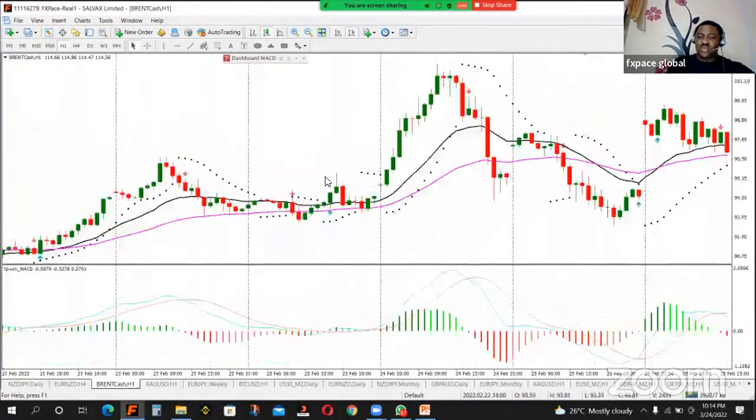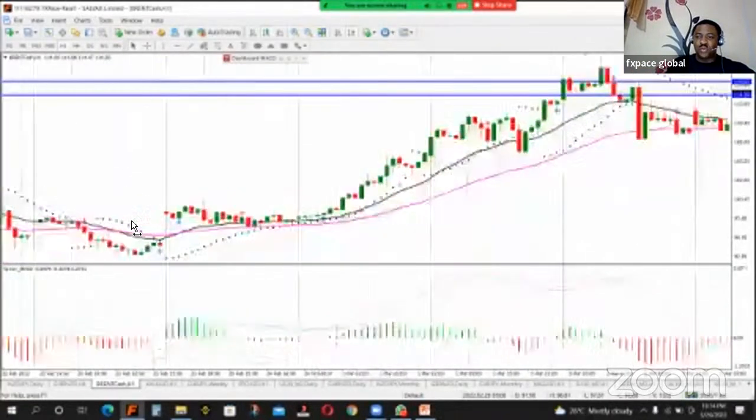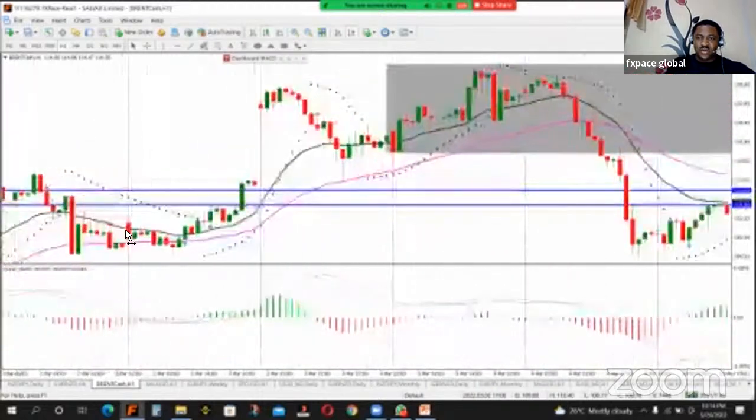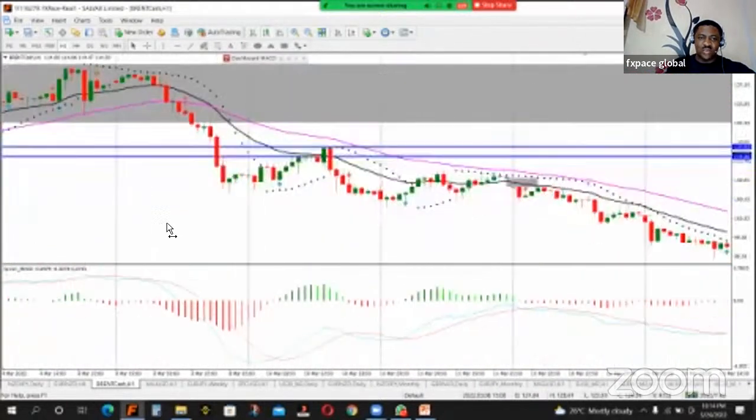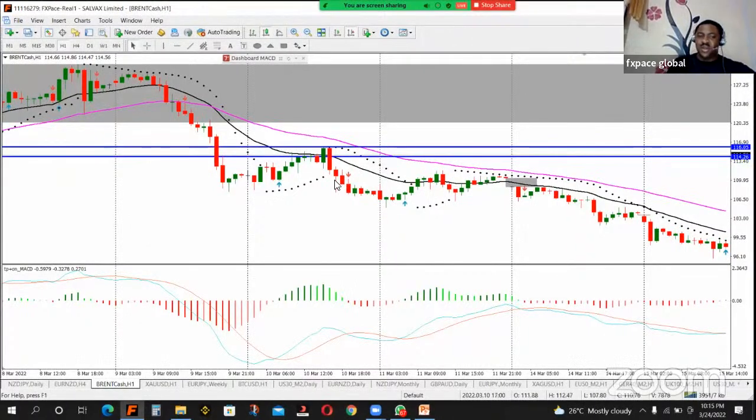Now, look at where it crossed from above to below. Here, the 20 period crossed. Why did it cross? Because the market is selling. So it tells you to look for opportunity to sell this market and not spend your money or energy buying the market, because at this point, the market is bearish.